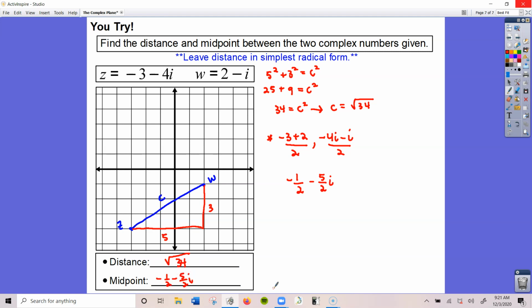that represents my midpoint. And we can also check that, right? I mean, -1/2 is about right here, and -5/2 is about -2.5, which lands right there in the middle. And that's the complex plane.